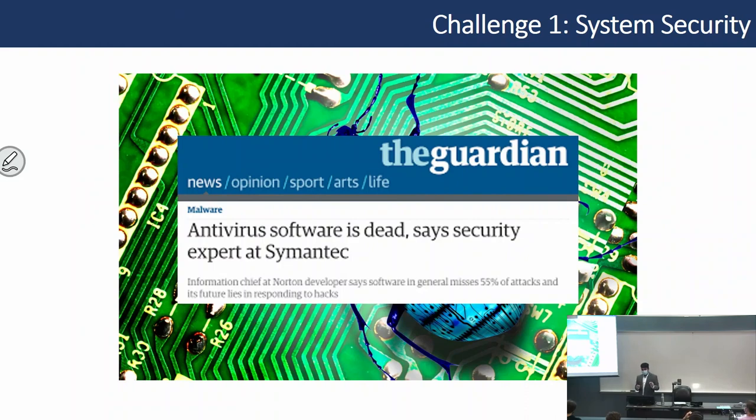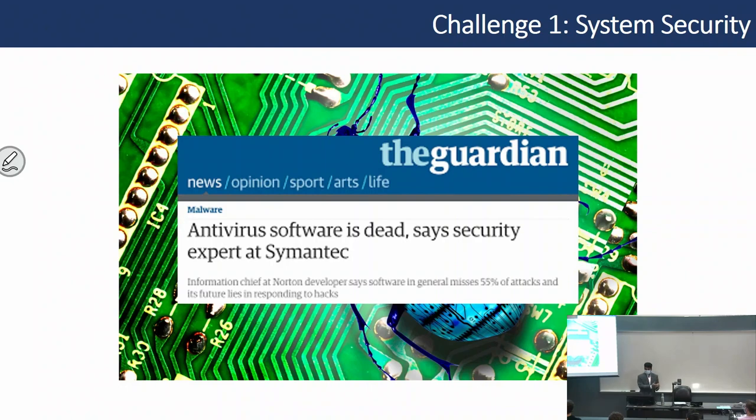Now, remember when we were using antivirus software on a Windows computer that slows down your machine? Especially those of you who have used a Windows Vista machine will remember this very carefully, right? The machine used to slow down a lot. Now, imagine putting antivirus software on a battery operated device, like a smart pacemaker, that hardly has any power.